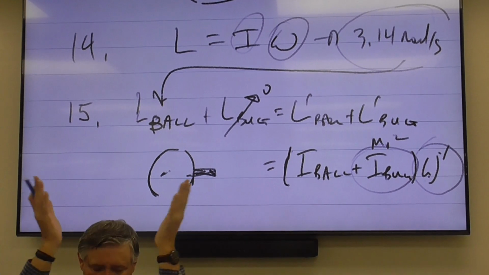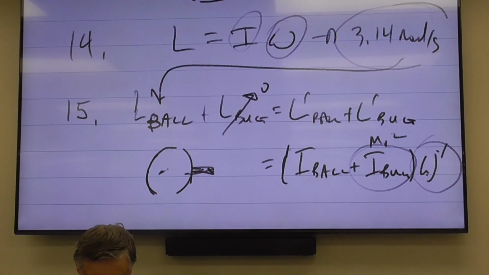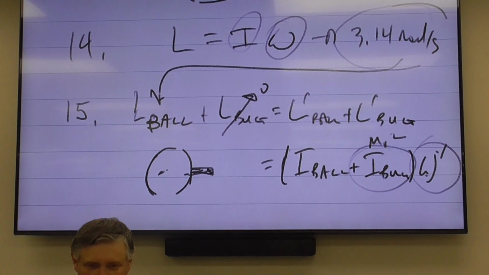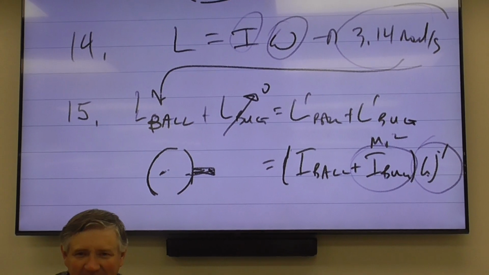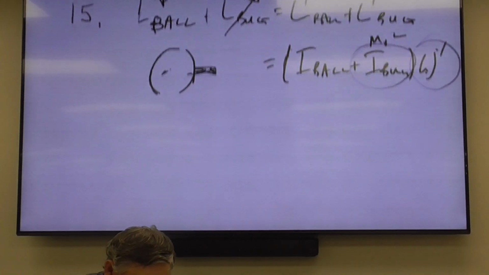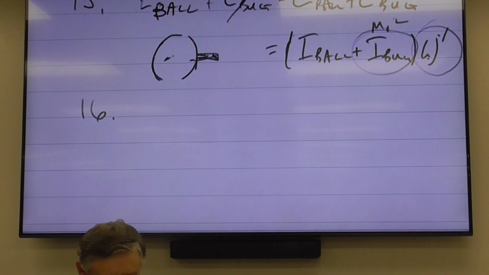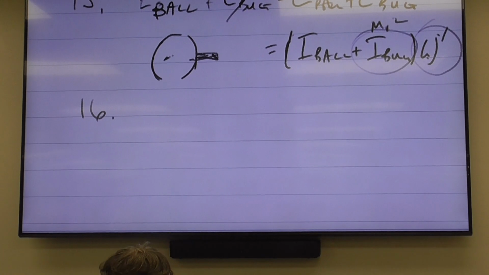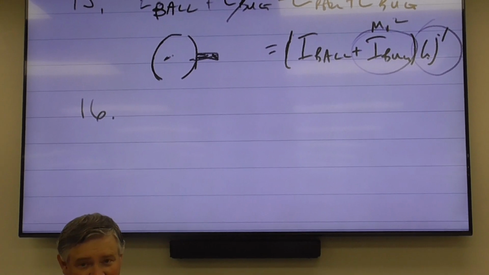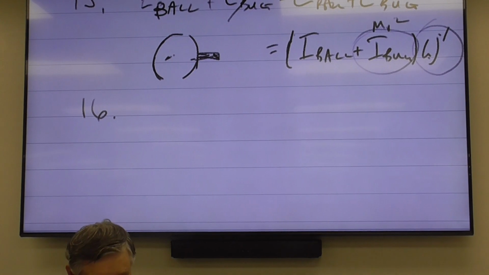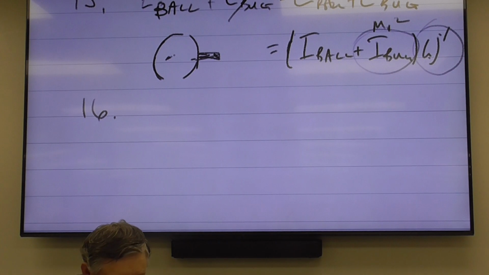Okay, because I forgot to square it. On number 16, where you're finding the moment of inertia of the moon, that's going to be a really, really, really big number. Like 10 to the 34th big? 10 to the 34th big.